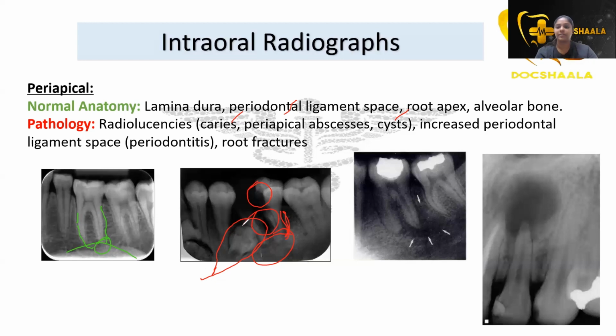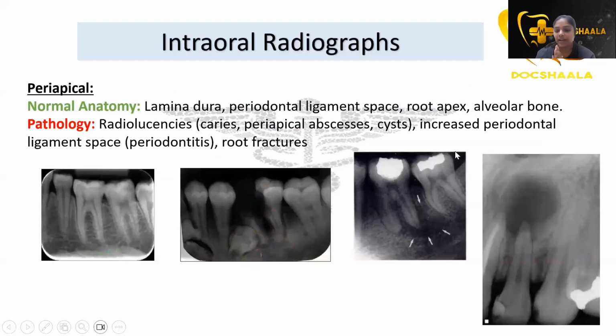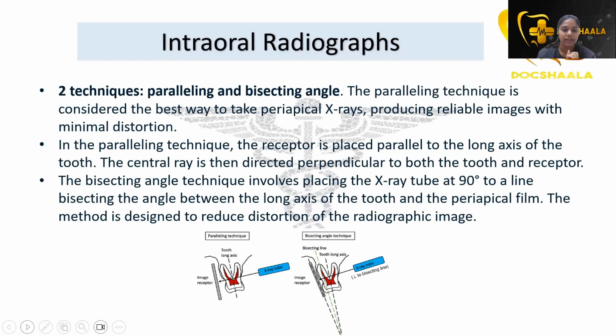An important point to keep in mind is the differentiation between periapical abscess and a cyst. So how will a periapical abscess be? A periapical abscess will have an apical radiolucency which is diffuse in nature with no proper borders. Whereas a periapical cyst will have a periapical radiolucency with a sclerotic border, right?